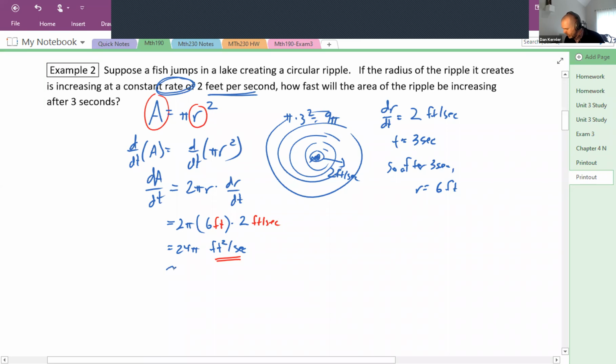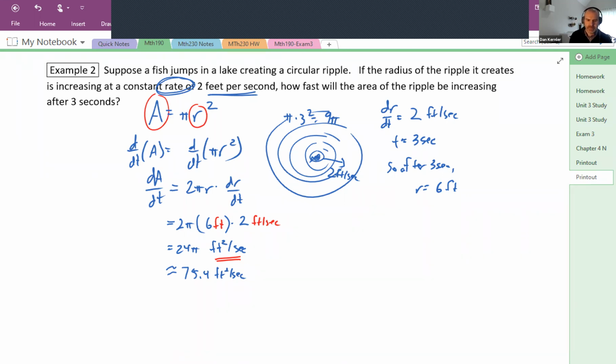And let's do a calculator. I don't have mine with me. I don't have it up yet. Let's see here, 24 pi. So that's about 75.4 square feet per second.